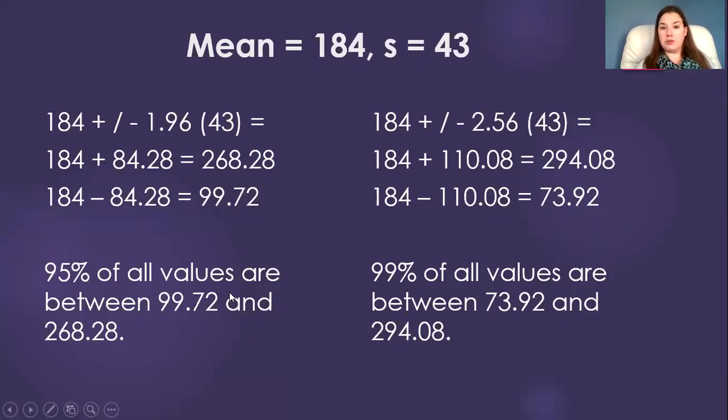Then to do the 99% confidence interval, we're doing the same thing, just subbing out a 2.56 instead of the 1.96. So first, 2.56 times 43 gives us 110.08. Our mean, 184 plus 110.08 gives us the high end. 184 minus 110.08 gives us the low end. So we can say 99% of all values are between 73.92 and 294.08. Or another way to say it is that we're 99% confident that the population mean falls between this range.